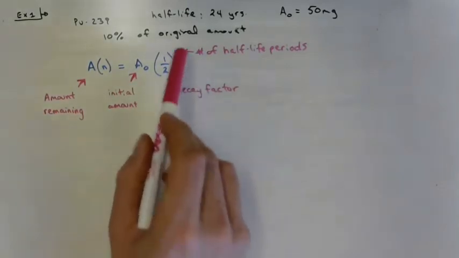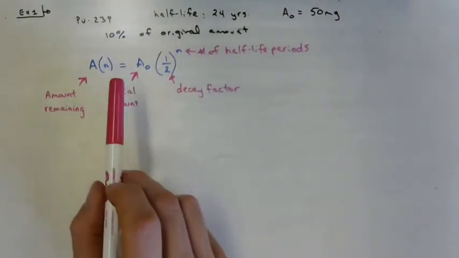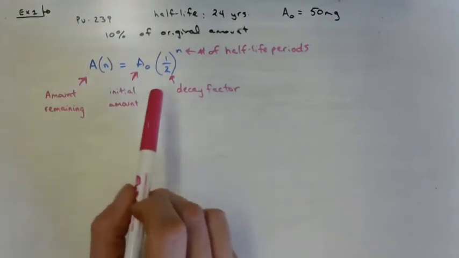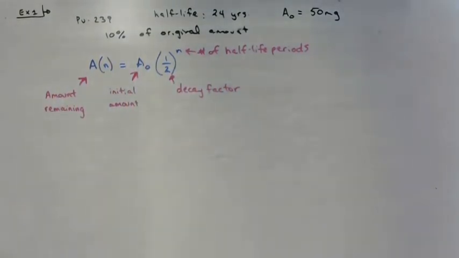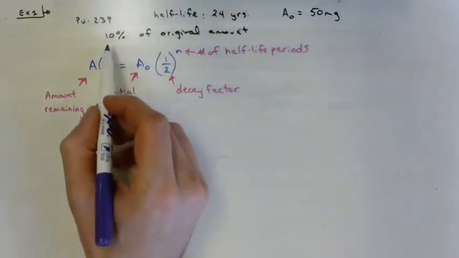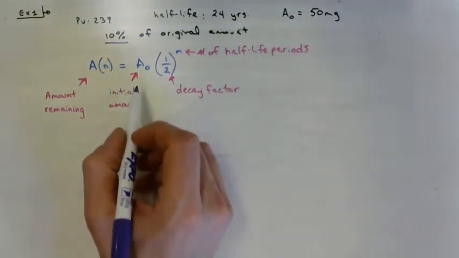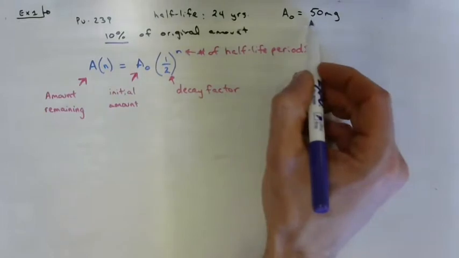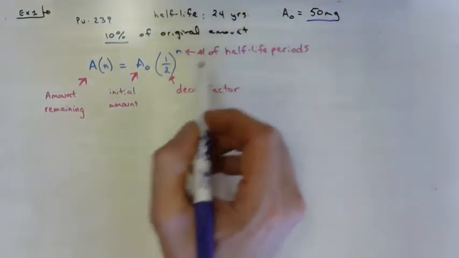Okay, so now we have our initial exponential decay formula, and all we need to do is fill that in with information that we know. We said the one thing that we wanted to know still before we start is what is 10%. So we know we're going to start with 50 milligrams. That's A naught, so I could sub that in.